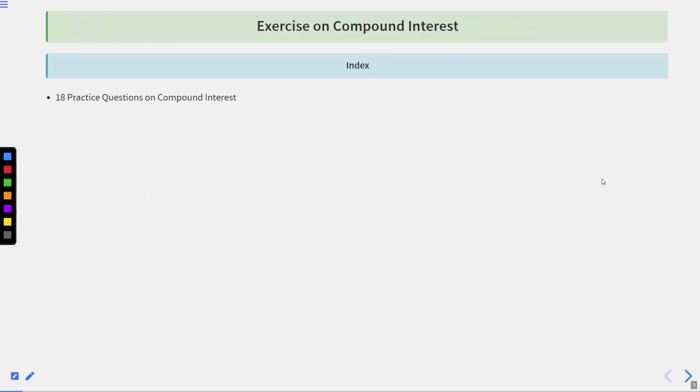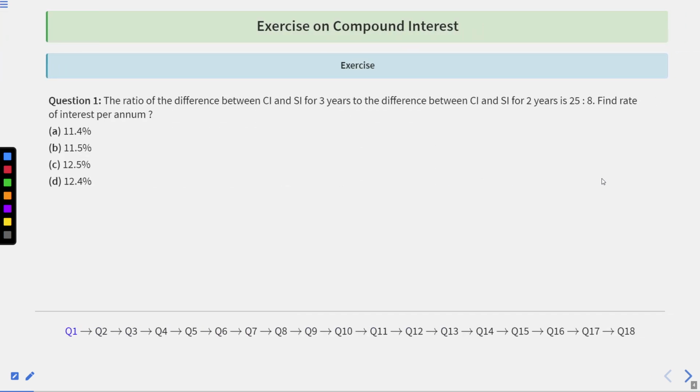In this lecture, we are going to solve 18 practice questions on compound interest. So let us get started with the first question.